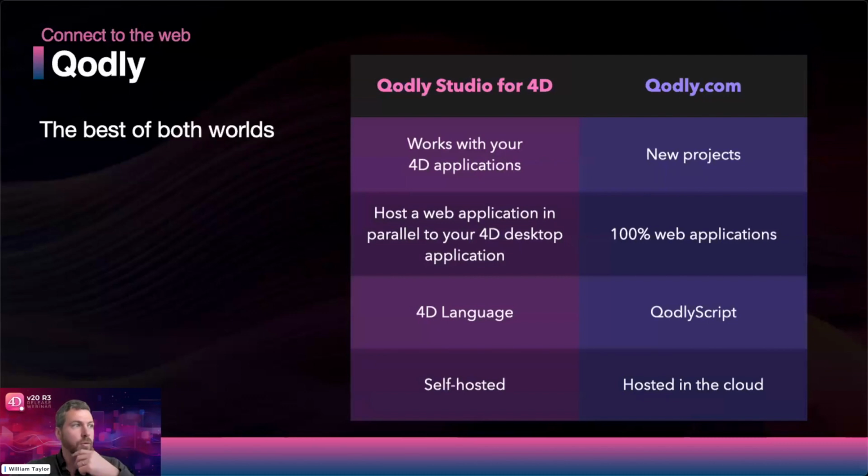And what is the language, right? Well, the language is something that we're calling Qodly Script. Qodly Script looks like a streamlined, ORDA version of the 4D code. It looks like 4D with a little bit more JavaScript flair. So if you know 4D and ORDA, you're not going to be lost at all in Qodly Script.